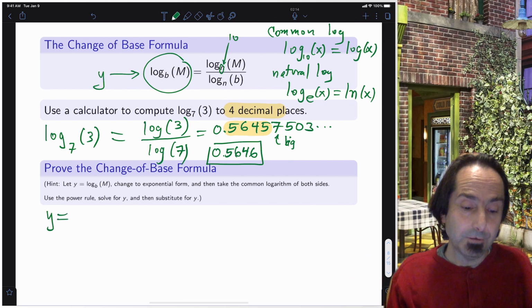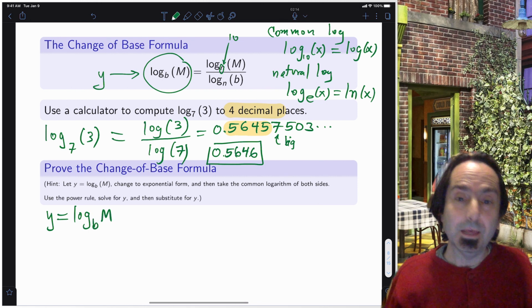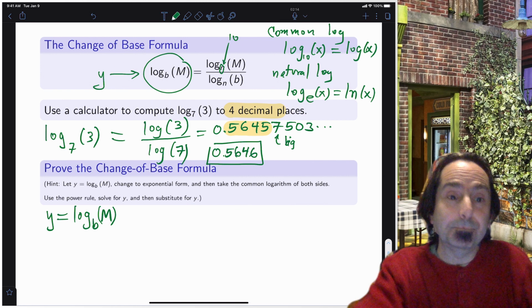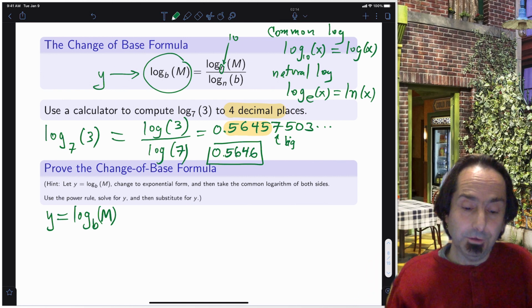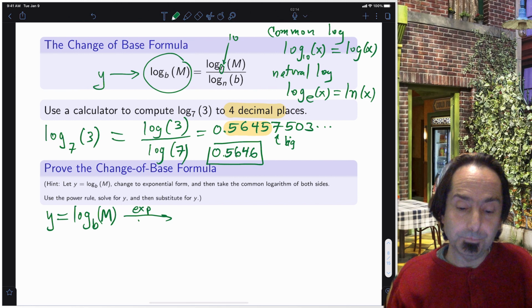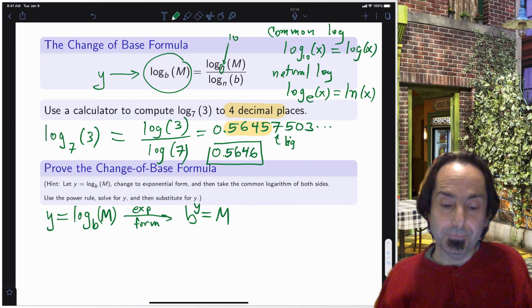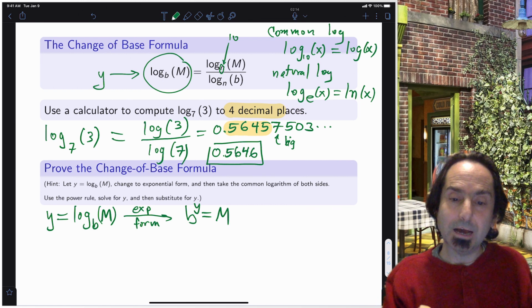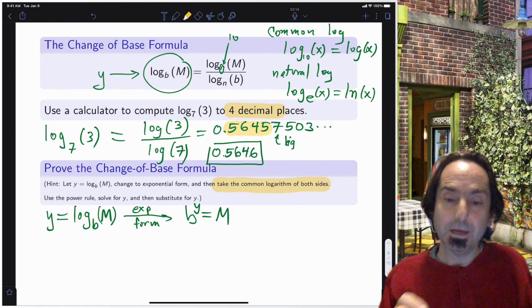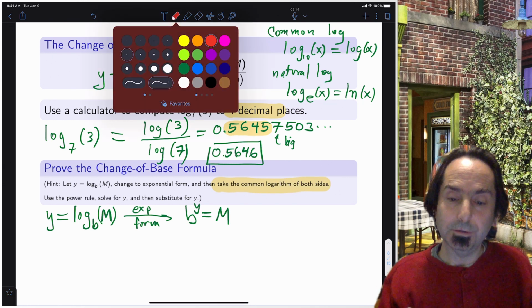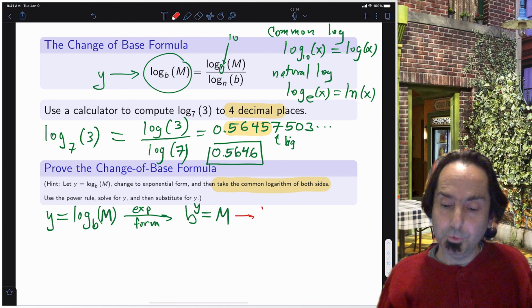So y equals log base b of m. And that's a logarithmic equation, so I'm going to change it to exponential form. Well, the base is b, the exponent is y, and the answer is m. So that's the equation. And now I'm going to take the common log of both sides. Okay, I can do that. The common log is a function, so I'm going to take the common log of the left side, and I'm going to take the common log of the right side.